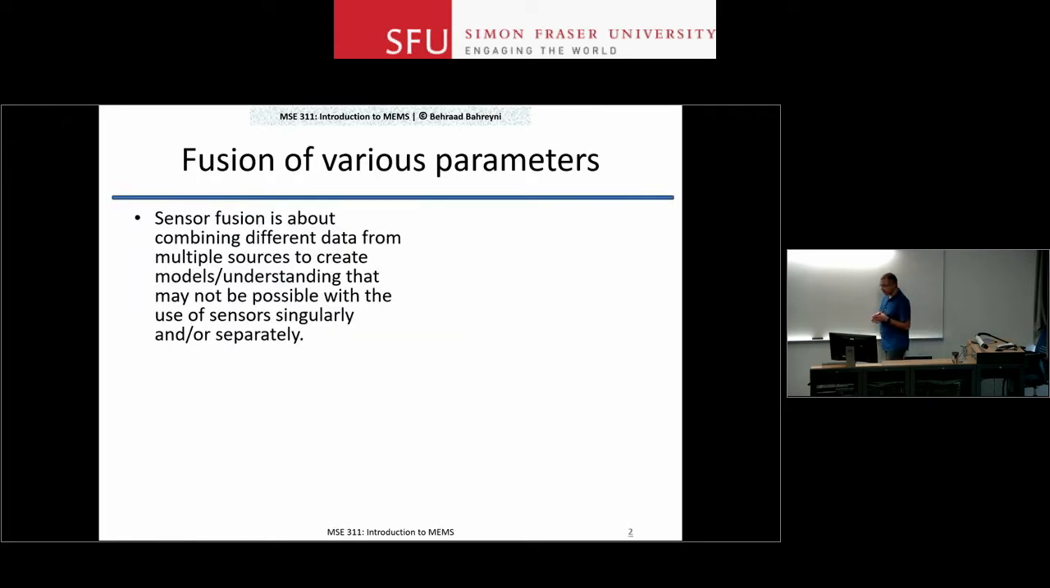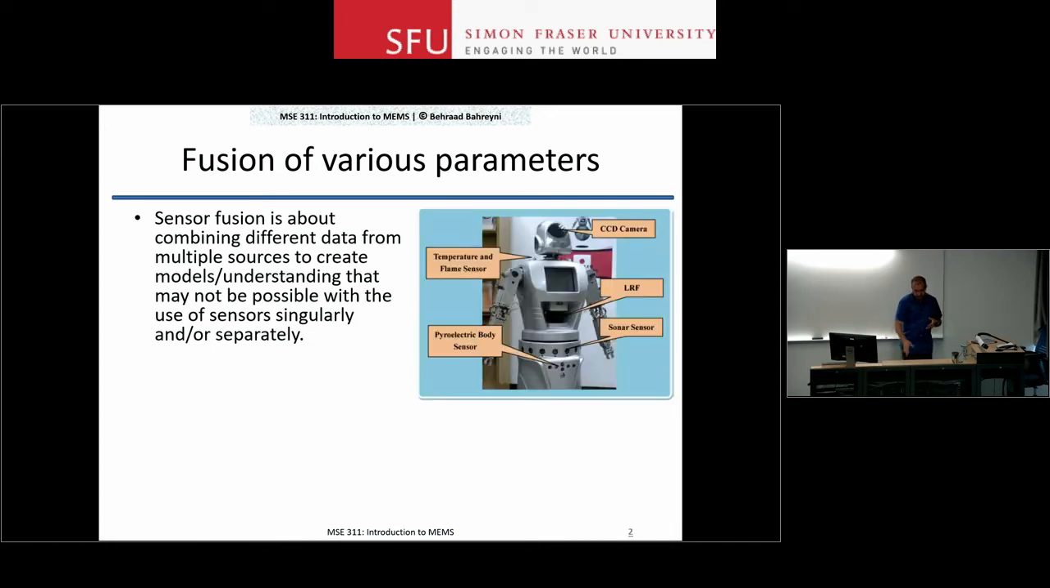So what is sensor fusion? Well, in the broadest terms, it is about collecting data from different sources of information and bringing them together to improve one aspect of the system performance. So for example, here is a robot where you want to know where this robot goes, so you utilize a variety of sensors here. In this case, we may have pyroelectric body sensors. These are sensors that, for example, detect humans that sit at a relatively higher temperature in most environments. You can have a CCD camera that can capture images from the environment around you and try to figure out what is what and maybe even the distance if you have more than one camera available to you.